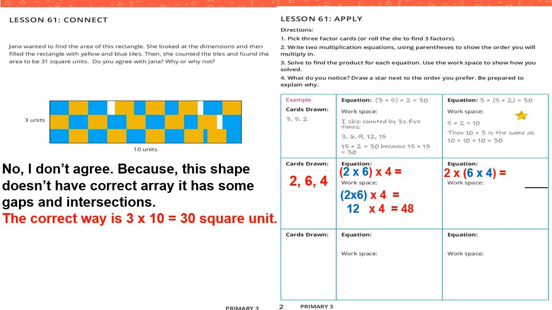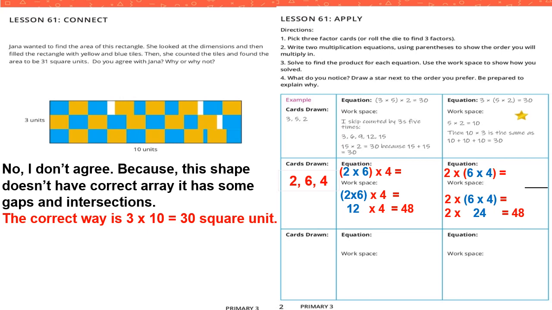So 2 times 6 equals 12. 12 times 4, we studied it in table 4, 48. In the second way, we have 6 times 4, which equals 24. 24 times 2 equals 48. How did you get it? If you don't know, how did you get it?